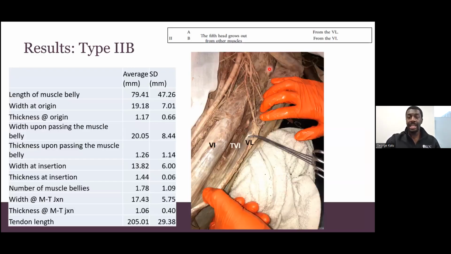Here's type 2B. And so type 2B, this made up about a quarter of the ones I was able to see. And so instead of growing from vastus lateralis, it would actually grow from vastus intermedius and extend out to vastus lateralis. So kind of going the other way. And so this is what we're seeing here. So we're seeing vastus lateralis here, vastus intermedius. And here we see, it's a little harder to see because we have some of the vasculature in the way, but I have other pictures. Here we see the TBI coming from vastus intermedius and inserting into the tendon of vastus lateralis down below.